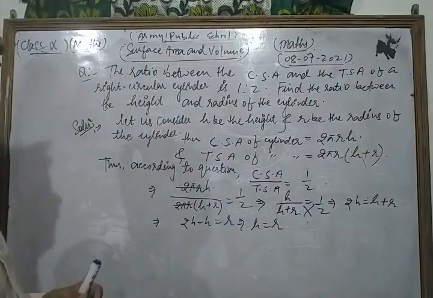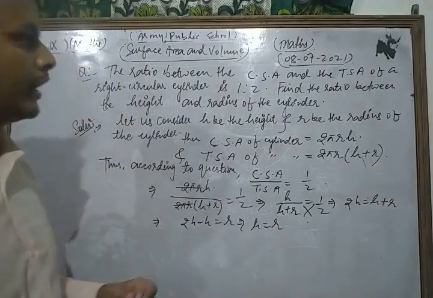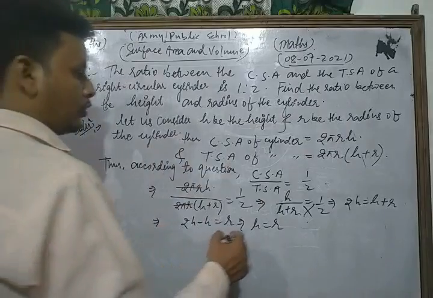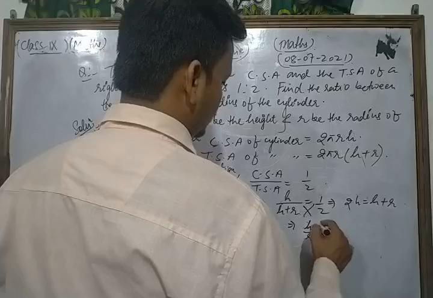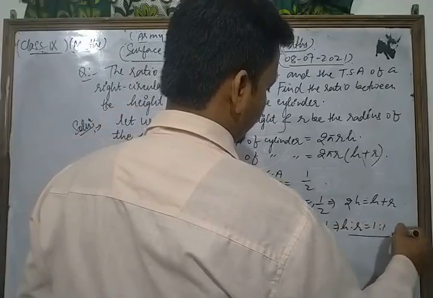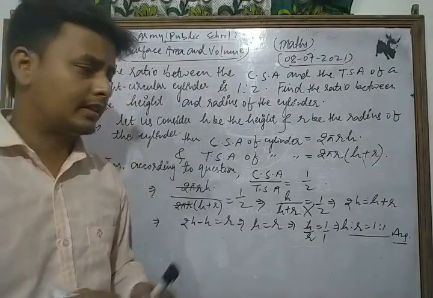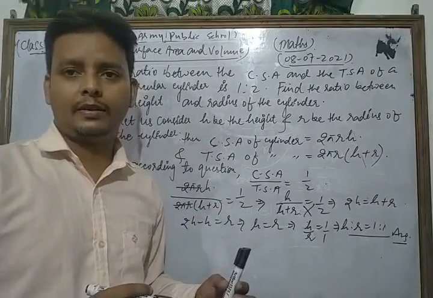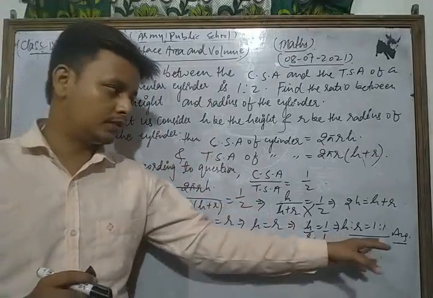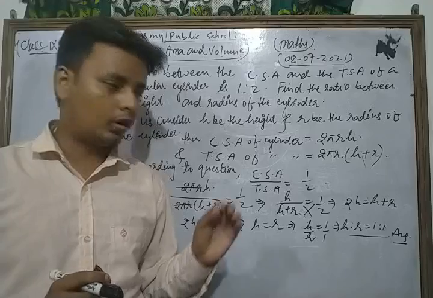According to the question, we find the ratio between the height and the radius of the cylinder, meaning h upon r. So we have h upon r is equal to 1 upon 1, that is h is to r is equal to 1 is to 1. This is the required answer. It means that the ratio between the height and the radius of the right circular cylinder is 1:1. This is the required solution of the given question.